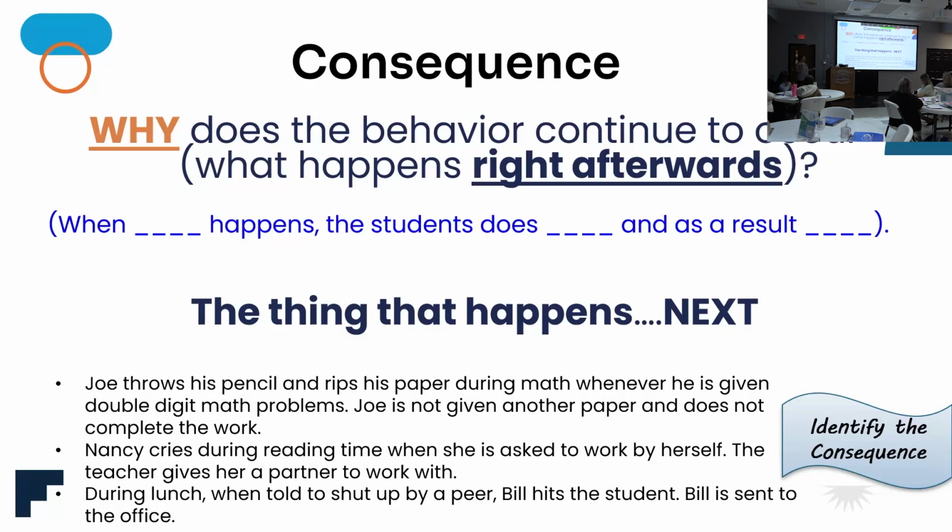So they asked me to come in. They had done several things, and they could not connect the antecedent. The antecedent was he goes to gym, right? The behavior was he picks up a ball and he throws it at somebody's head.